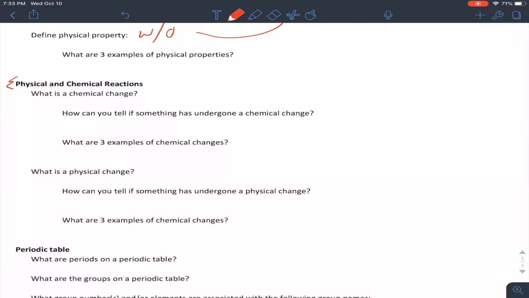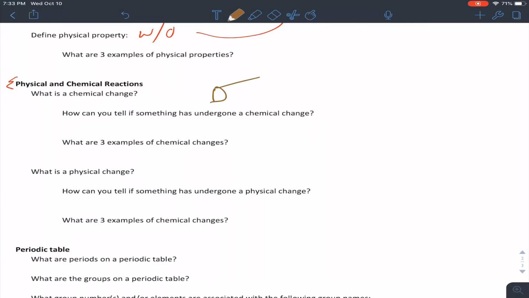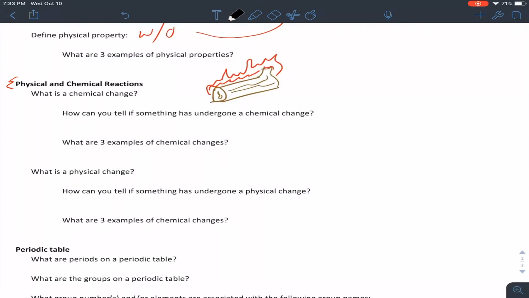Okay, so on a very related note, what is a chemical change? Well, a chemical change is a change that results in a new substance. My classic example is always burning a piece of wood, right? If we burned a piece of wood, here's my log, and if we are burning it, then we're going to end up with a material called ash. Now, ash is different than wood. It's a new substance, so that's a chemical change. So a chemical change is a change that results in a new substance.